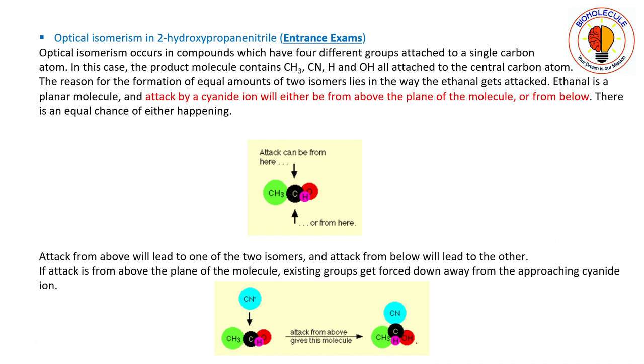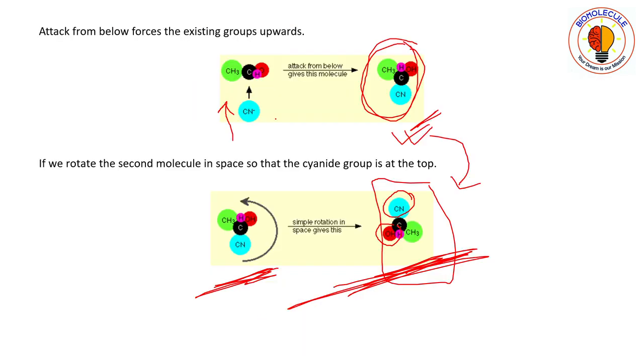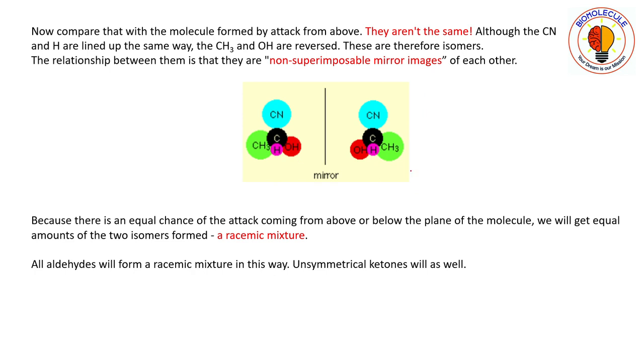See, in this one the red hydroxy group is in the right hand side position, attacking from above the plane, and from below the plane, after this rotation, the hydroxy ends up in the left position. So this one is from the second attack and this one is from the first attack. Look at these two molecules, they aren't the same.